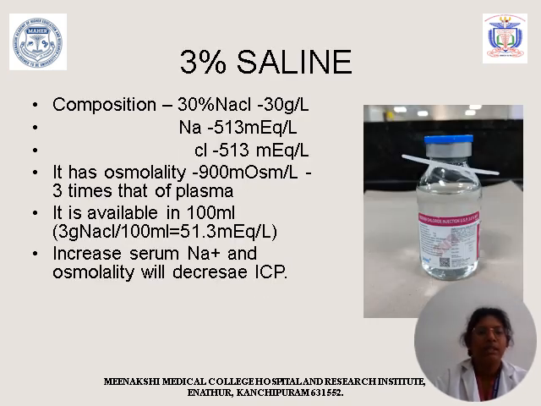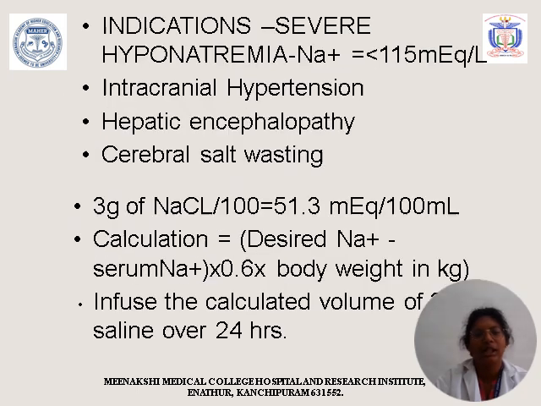3% NaCl saline. Composition is 30% NaCl, 30 gram per liter. Sodium is 513 milliequivalents per liter. Chloride is 513 milliequivalents per liter. It has an osmolality of 900 milliosmoles per liter, 3 times that of the plasma. It is available in 100 ml, and increased serum sodium and osmolality will decrease ICP.